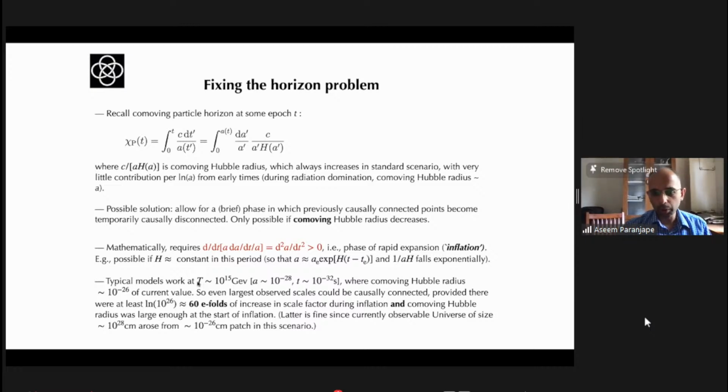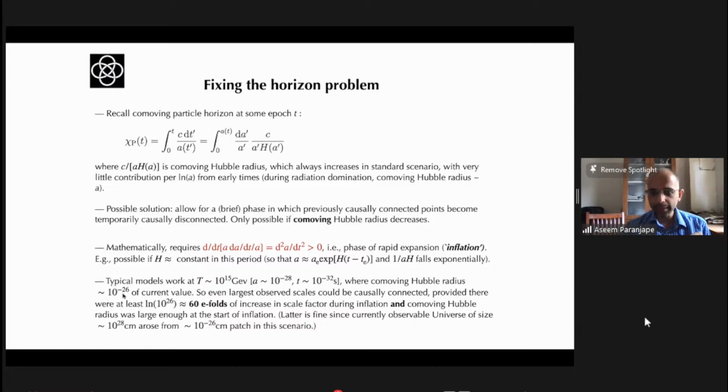So around this epoch, the value of the scale factor is approximately 10^-28. So it's really a very early time. And the cosmic time is about 10^-32 seconds after the Big Bang. So we are talking about extremely early epochs. The co-moving Hubble radius at this epoch, if I extrapolate standard cosmology back to this epoch through the standard phases, is 10^-26 of its current value.